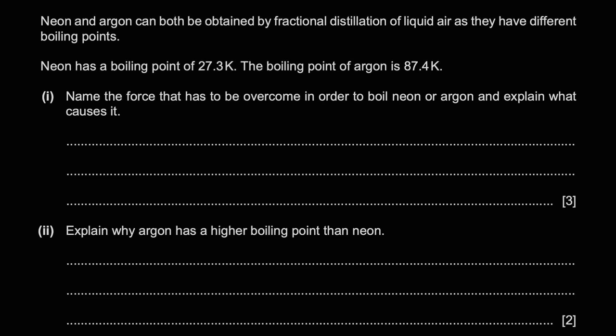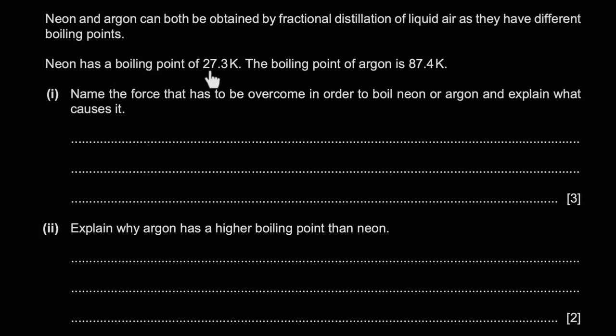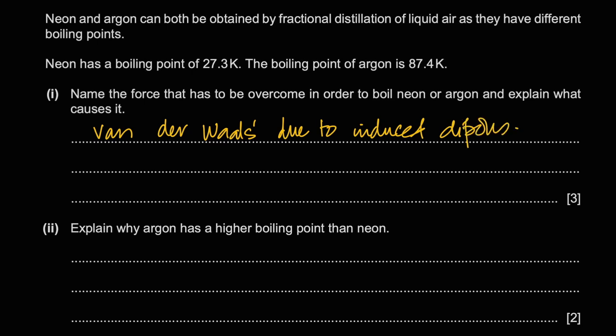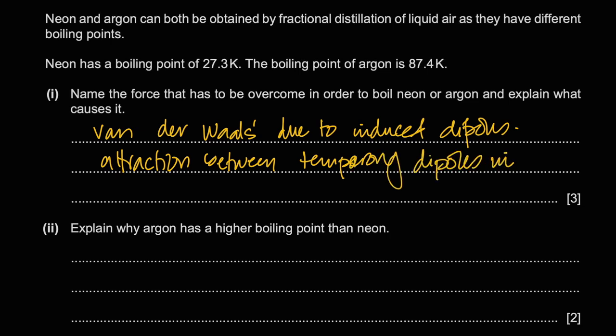Then it says, this part is about intermolecular forces, but since we're already here, neon has a boiling point of this much and argon has more. Name the force that has to be overcome in order to boil neon and argon. Explain what causes it. So what is the force? It is van der Waals, due to induced dipoles, and it's the attraction between temporary dipoles in the molecules of neon. It's for 3 marks.